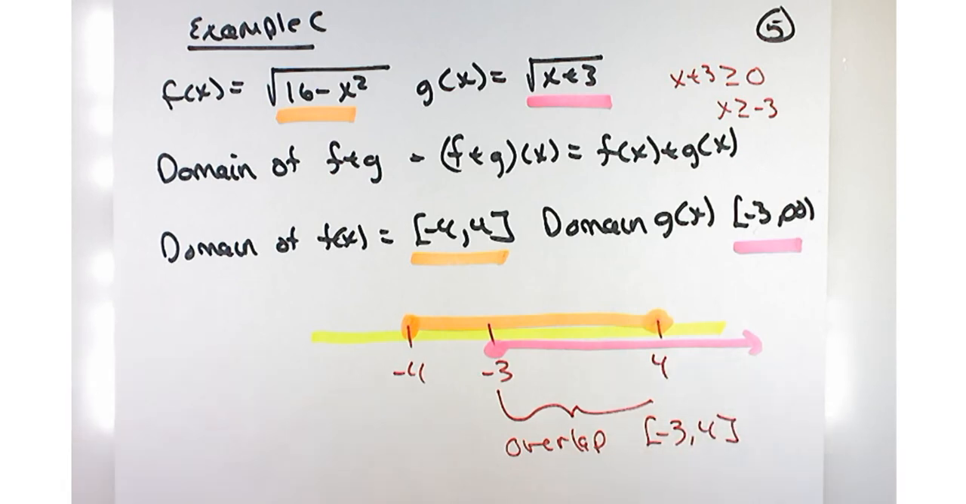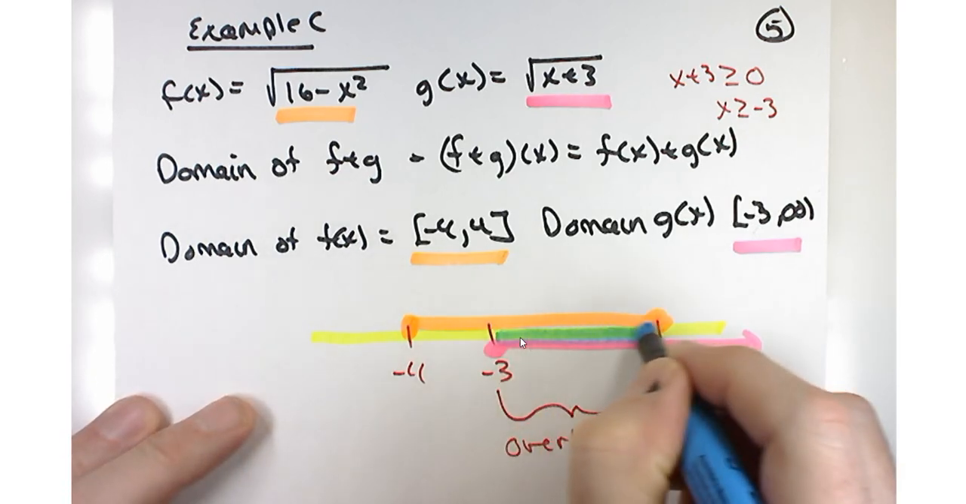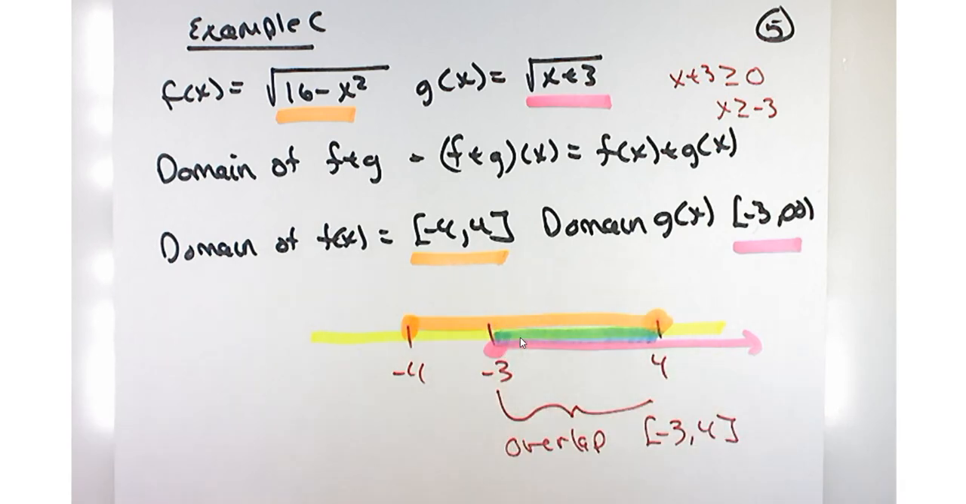And you can see that when you look at the graph of the function. The graph of the function only exists in that little interval, even though g of x is defined all the way out to infinity. It's okay. They only overlap in this little region here. So that's your domain, right in here, including the endpoints.